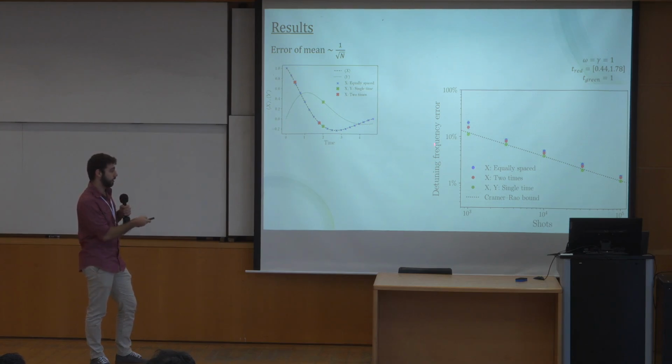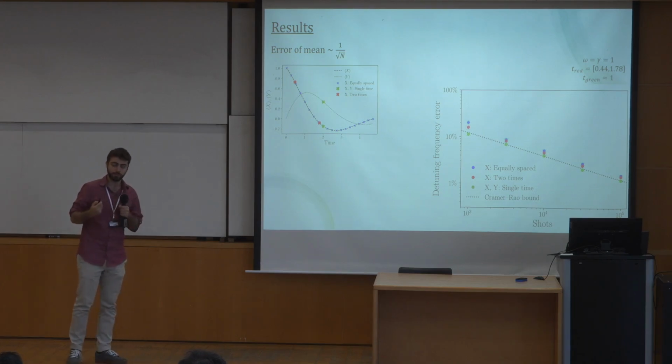What I'm showing here is the tuning frequency error as a function of the number of shots. This is a log-log graph, and what we can see is that for all measurement strategies, the error goes as 1 over square root of n. But while the difference might be small here, it is clear that the green method is always better than the red and then better than the blue.